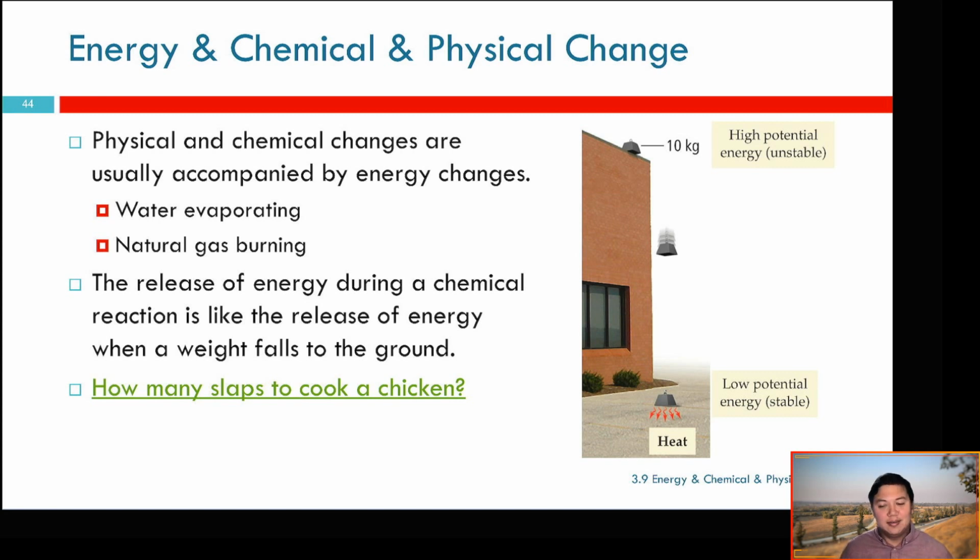It was a lot. And of course, the problem is you'd have to slap it without losing that heat to the surroundings. But you could theoretically slap a chicken once and cook it if you slapped it fast enough and hard enough.